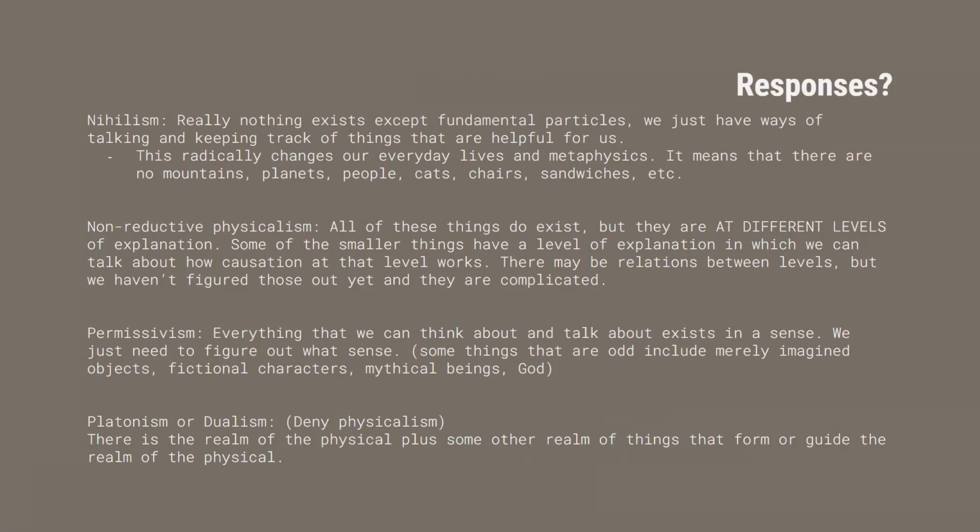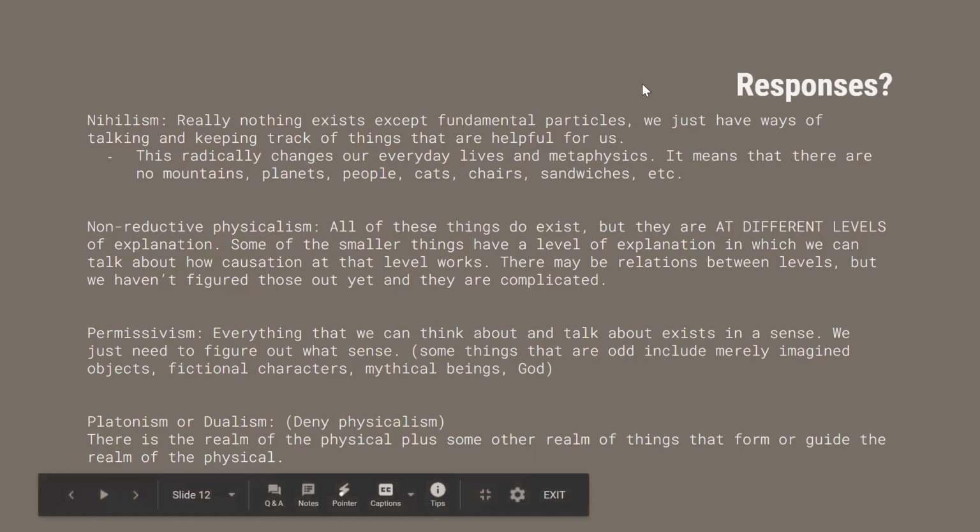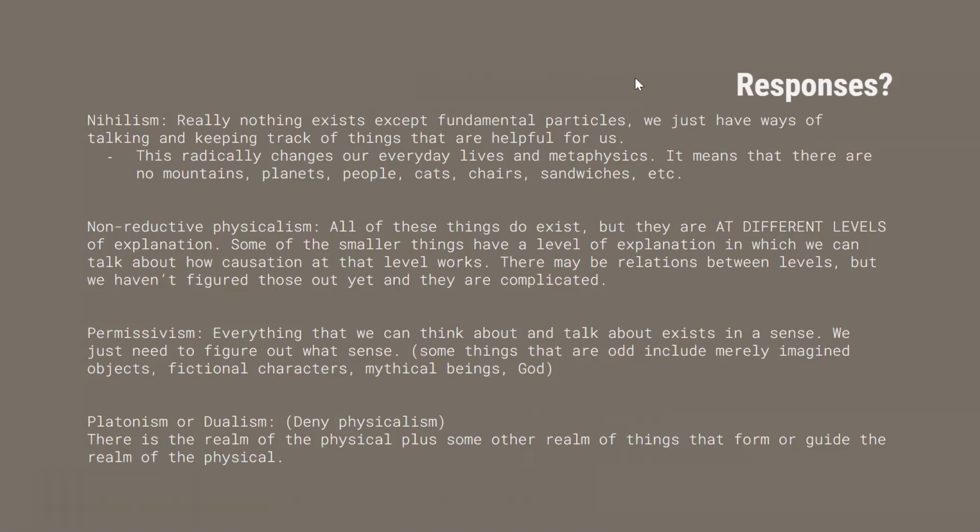Another view that I think is a little bit more plausible is what we might call non-reductive physicalism. Non-reductive physicalism, instead of reducing all of the different kinds of entities down to just the fundamental stuff, says, look, yeah, there's the fundamental stuff, but then there are different kinds of things that have different kinds of causal structures at different levels and different levels of explanation. So, there's the physical level, there's the chemical level, there's the biological level, there's the psychological level, there's the macro planet level, stuff like that. And each of these different levels has a different kind of explanation, different kinds of objects interact differently with different other kinds of things. So smaller things have a level of explanation in which we can talk about how causation works with respect to physical particles. But there's relations between the physical particles and the chemical stuff.